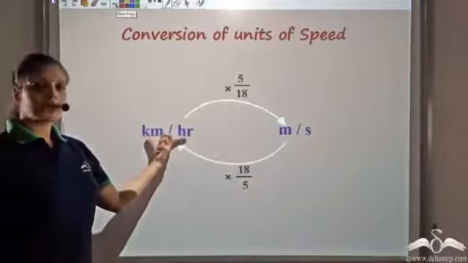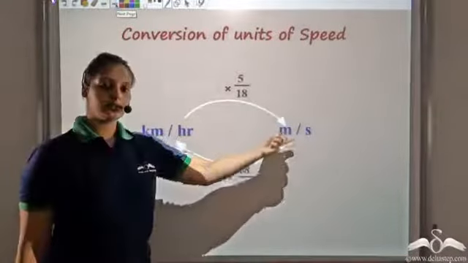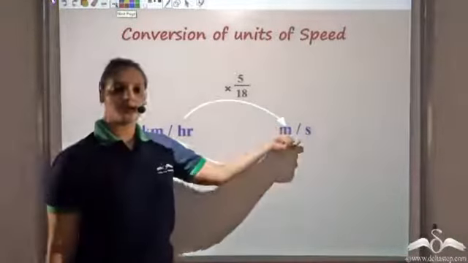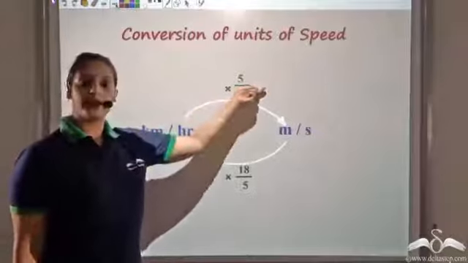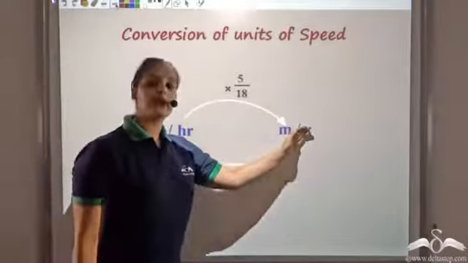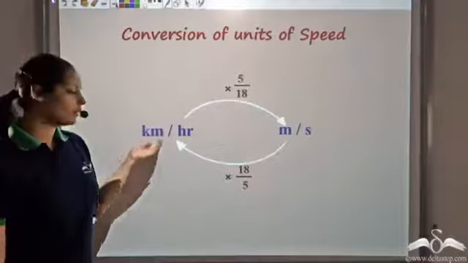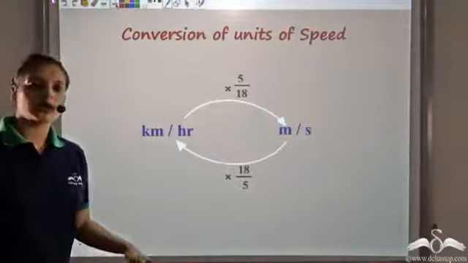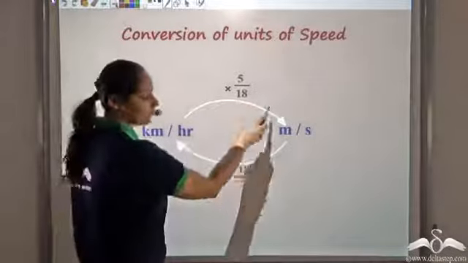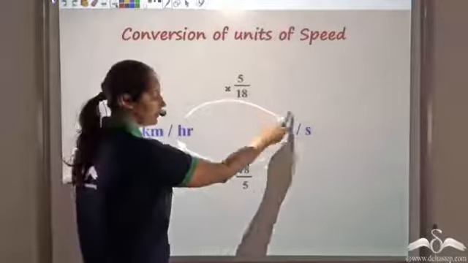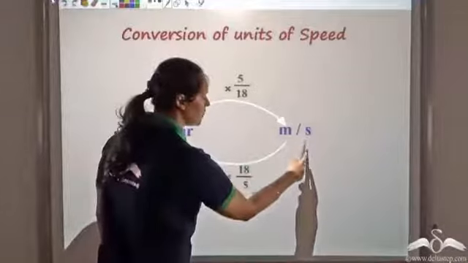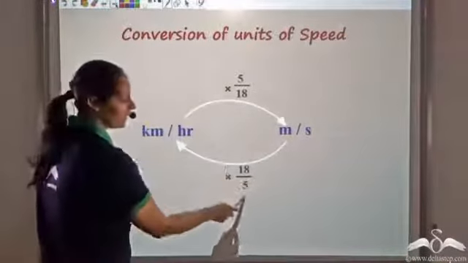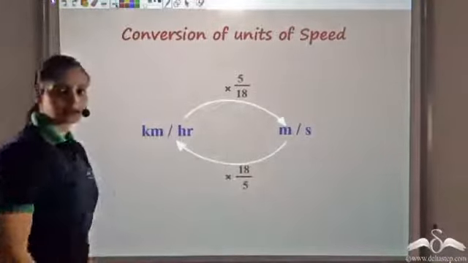If you want to convert kilometers per hour into meters per second, you multiply by 5 by 18. If you want to convert meters per second into kilometers per hour, you multiply by 18 by 5. So rather than following that long method, all you can do is simply multiply by either 5 by 18 to get to meters per second, or else you can multiply by 18 by 5 to get to kilometers per hour.